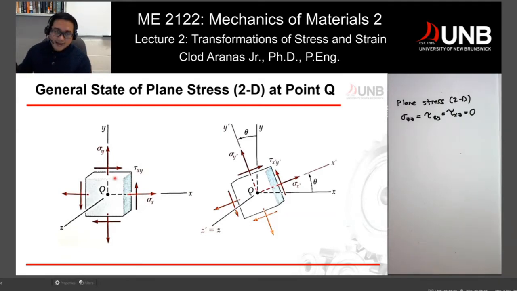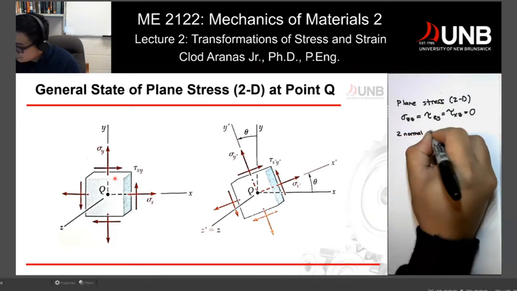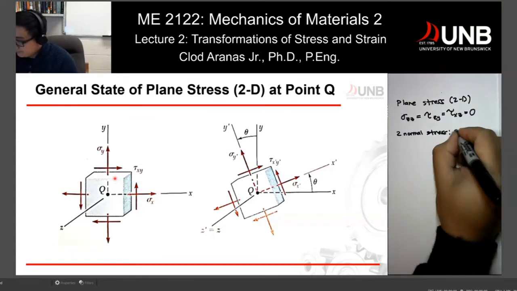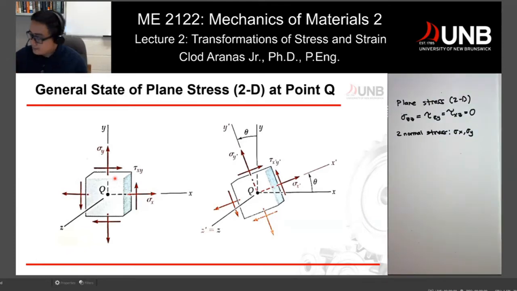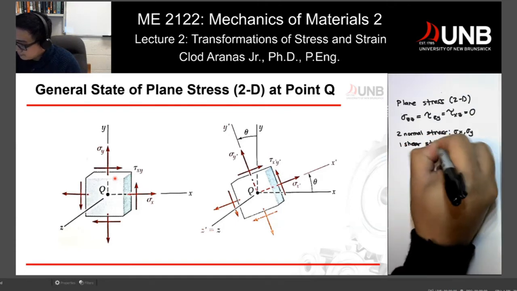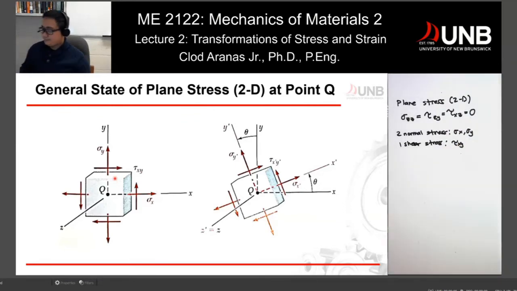So now instead of having three different normal stresses and three shear stresses, we are left with two normal stresses, which are sigma x and sigma y, and we are left with only one shear stress, which is tau xy. So now we only have three components instead of 9, so that becomes much simpler.